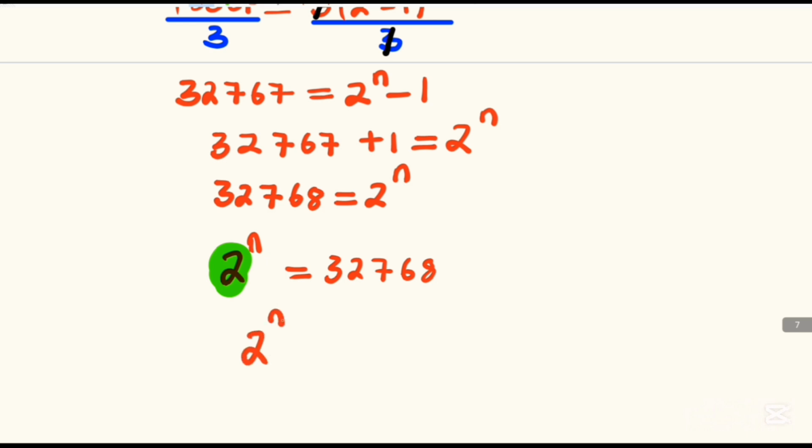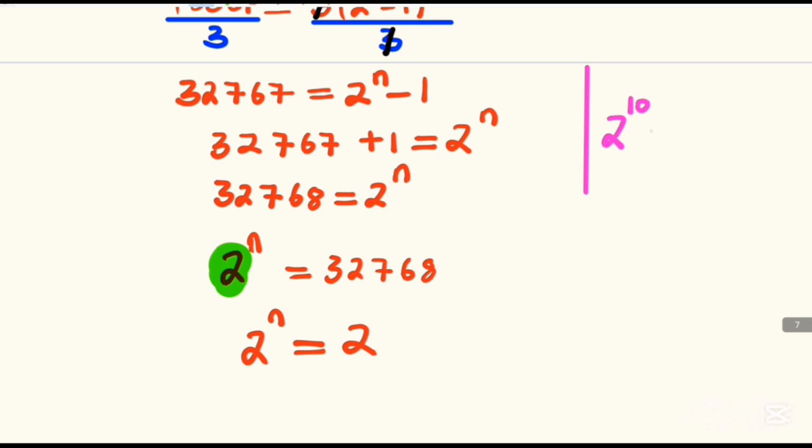Since on the left hand side we have 2 raised to the power n, even on the right hand side we must have base 2. So why should we have base 2? Because the examiner knows that logarithmic laws are not part of your syllabus. So through trial and error, we must find an exponent which will base the 2 so that it will be equals to 32,768. So we start with 2 raised to the power 10.